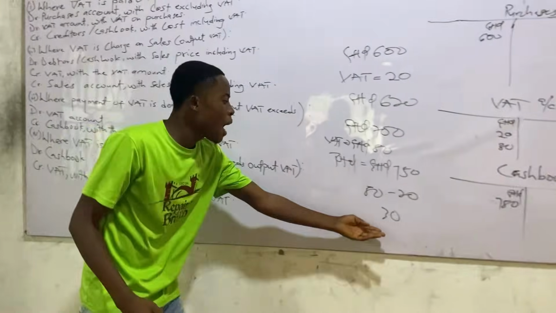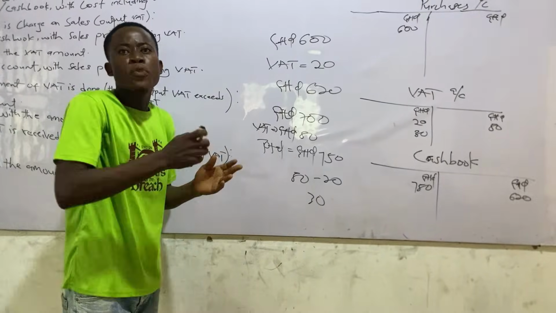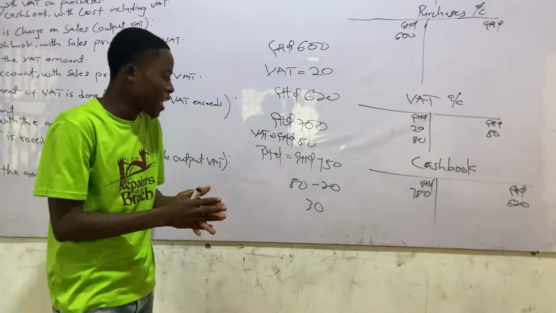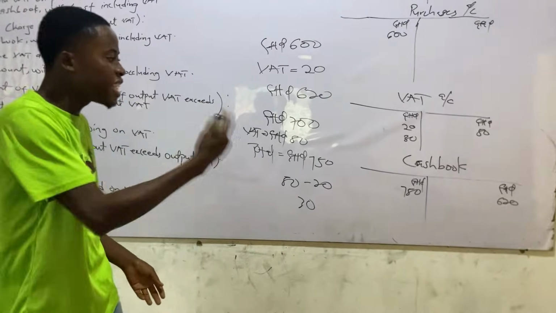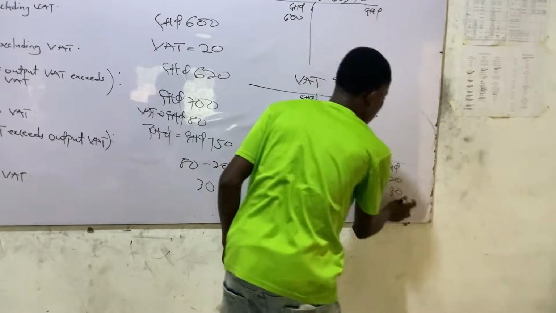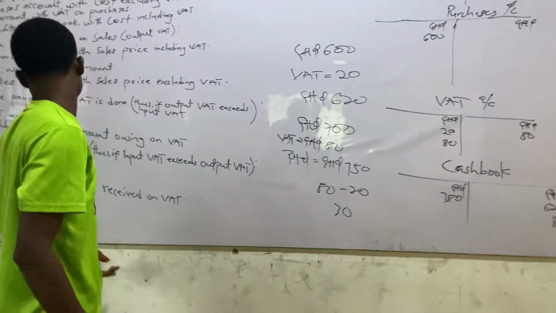The amount owing, that means the 30 cedis that exceeded the input, we've not sent it to the Ghana Revenue Authority, or where we are supposed to pay our tax. So that 30 cedis, we credit it to our cash book. So we debit VAT account and then we credit the cash book.